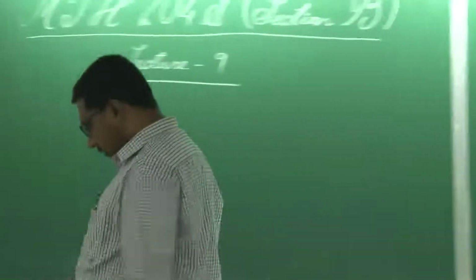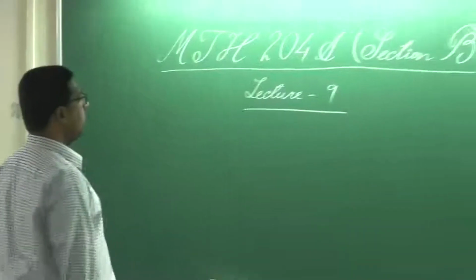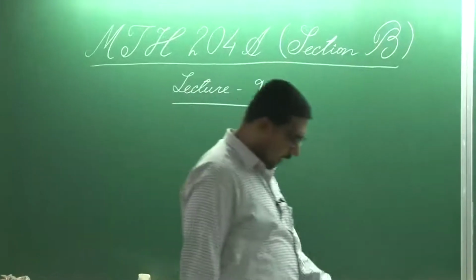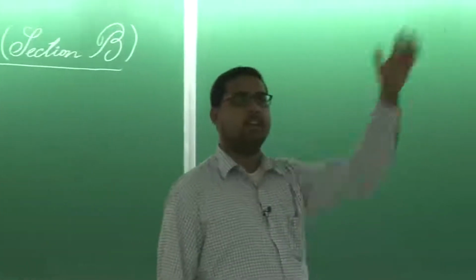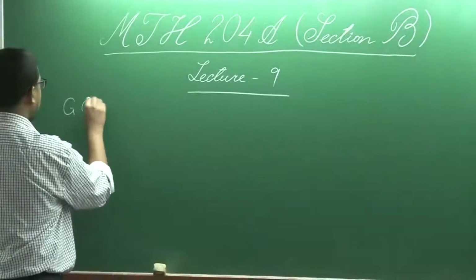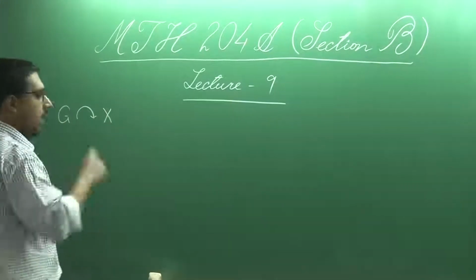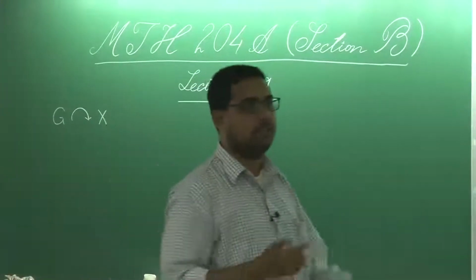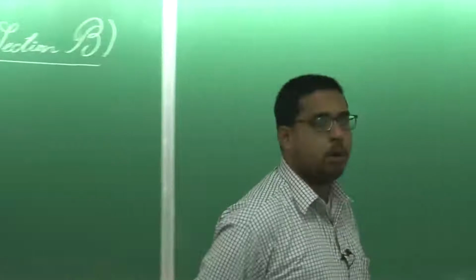This is the 9th lecture of the course MTH 204A for section B. Recall that in the last lecture we defined the irreducibility of group actions. For a group G acting on X, we said this action is irreducible if there is no non-empty proper G invariant subset of X.